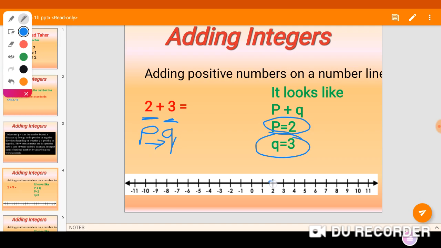Where is P? It's 2. So we'll start from 2. Okay, we want to go to Q. Is Q positive or negative? Yes, Q is a positive number. So we'll go to the right-hand side. How many places? 3. 1, 2, 3. Where we are now, it's 5. So 2 plus 3 equals 5. Okay, let's take another example.